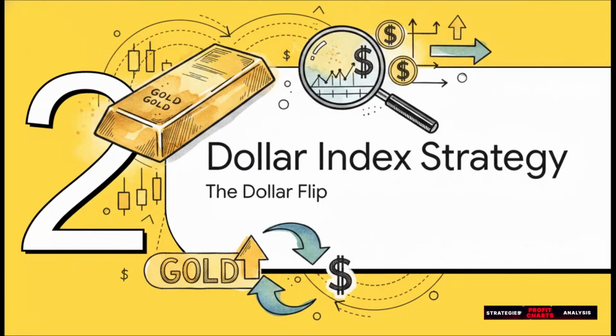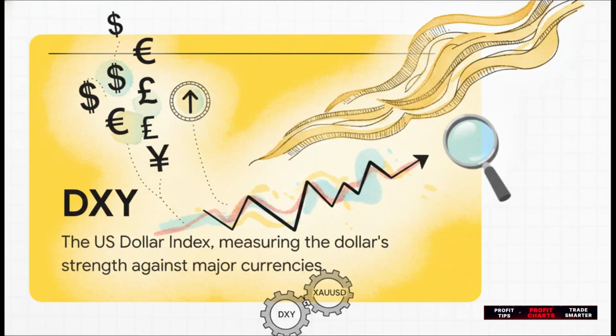Moving right along to section 2, the dollar index strategy, also known as the dollar flip. To really understand this strategy, we need to look at two essential tickers. First up, DXY. This is the US dollar index, which measures the dollar's strength against major currencies. Then we have XAUUSD, which is spot gold traded against that very same dollar. If you want to accurately predict gold, you absolutely have to watch the DXY. The two are just inextricably linked.